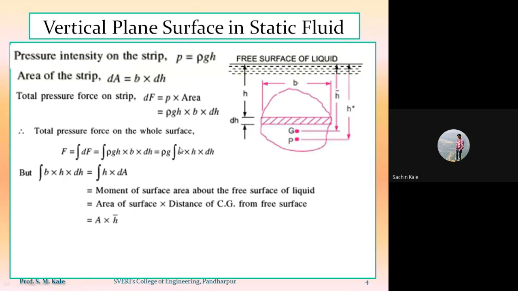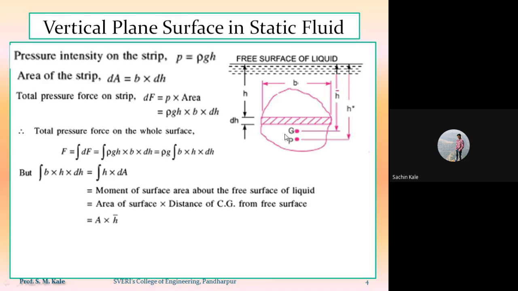So here, instead of the integration of b into h into dh, that will become the integration of h into dA, whereas the integration of h into dA is called the moment of surface area. The integration of h into dA is called the moment of surface area about the free surface of the liquid, and the value of the moment of surface area about the free surface of the liquid will be calculated by using the formula: area of the surface into distance of center of gravity from the surface.